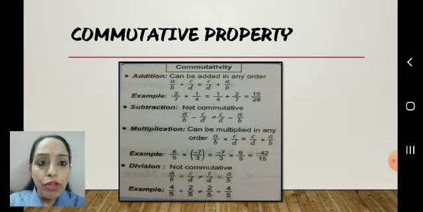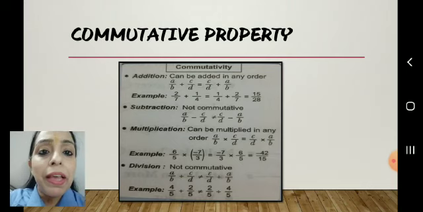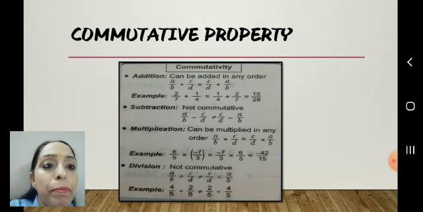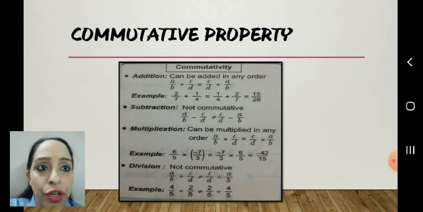Next is commutative. Yes, in this property also, it is applicable only in addition and multiplication. Same like that, it has two sides, and when we are adding both of them, LHS and RHS, the answer will be the same. Same with multiplication, but not applicable in subtraction and division.